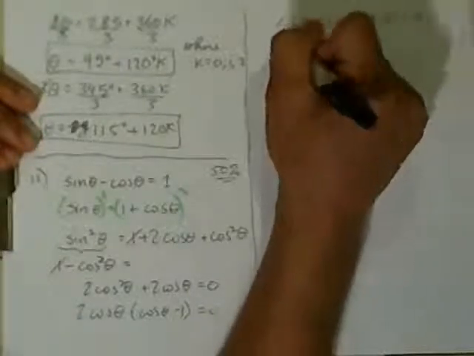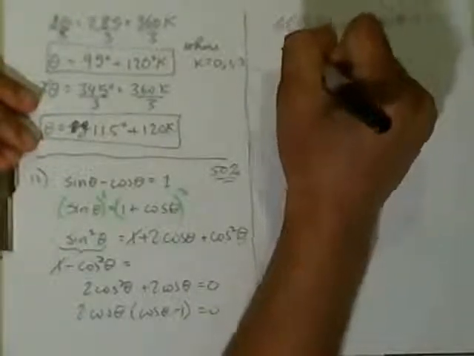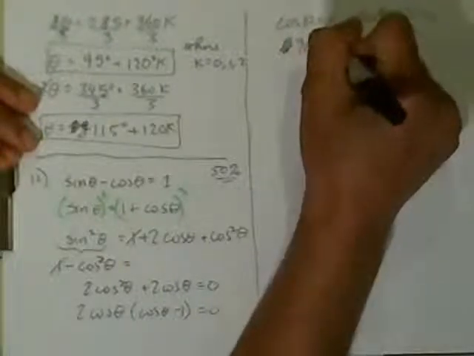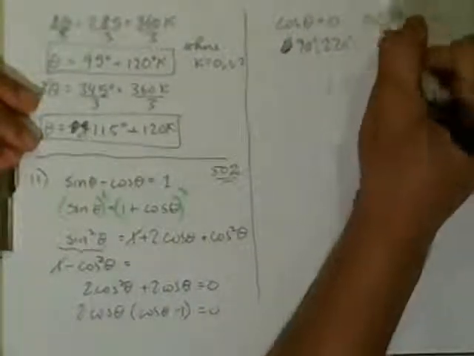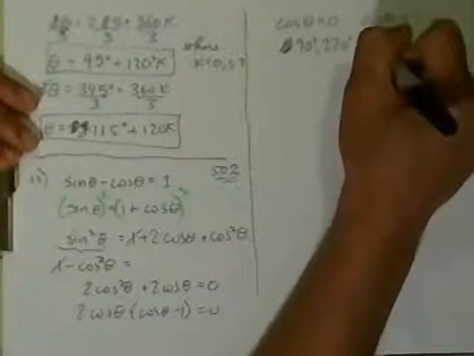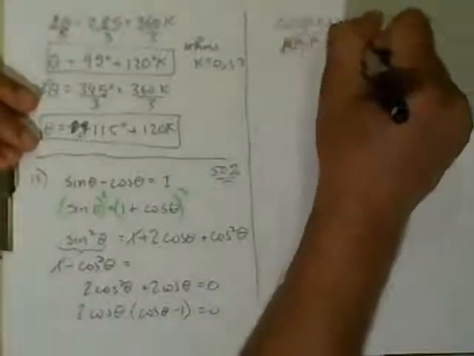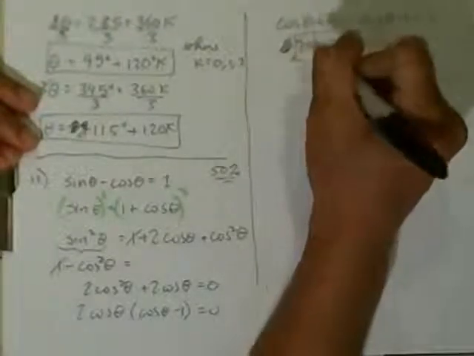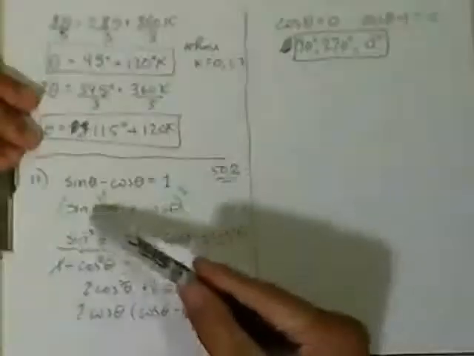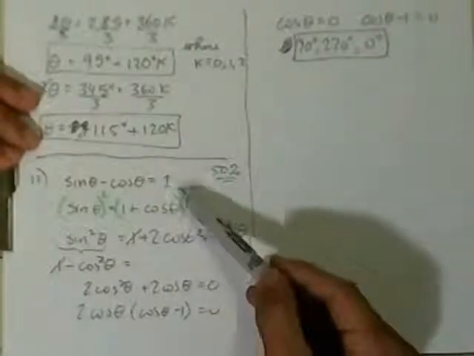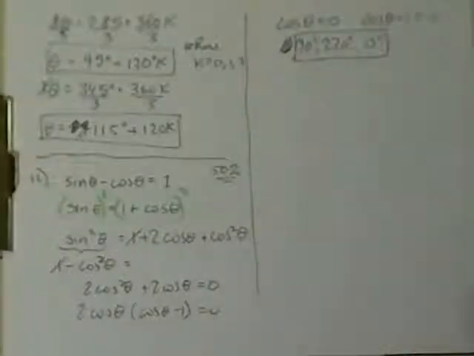Cosine of theta equals 0 at 90 degrees and 270 degrees. And cosine theta equals 1 at 0 degrees. So those are your 3 answers. Box it. Again, we have to check our work, because of the squaring, we're going to get extraneous solutions.